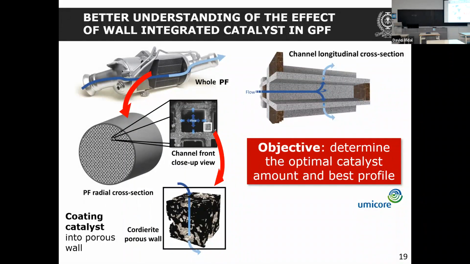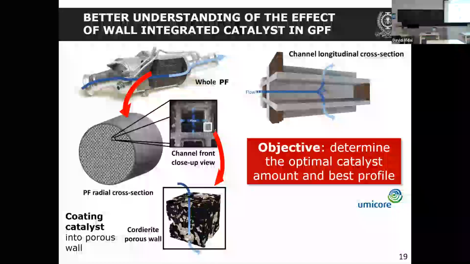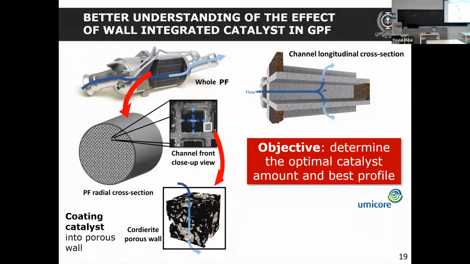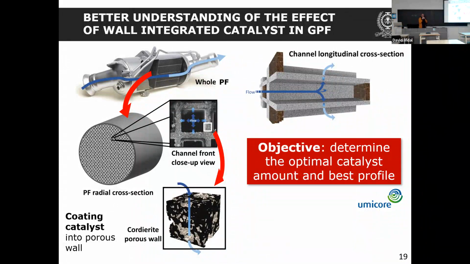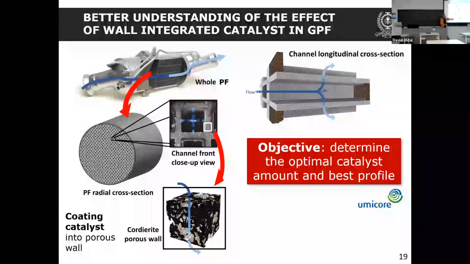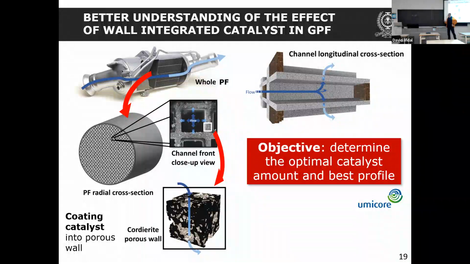So intuitively, you could work on that to try to improve your process to make it uniform. But of course, this requires a lot of money to change the manufacturing process of depositing what we call the wash coat. The catalyst that we deposit inside is called the wash coat.